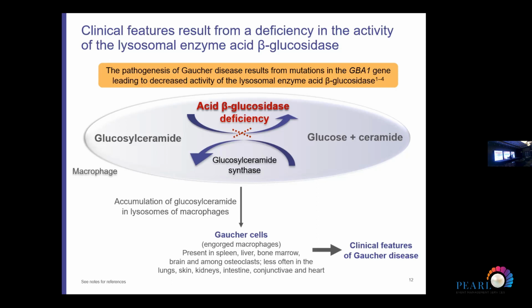They will also accumulate in the brain and osteoclast, leading to neurological features in type 2 and type 3 Gaucher disease, in addition to pulmonary complications.